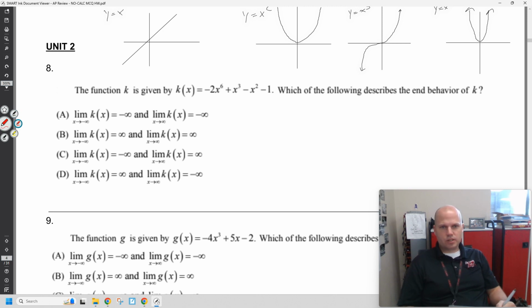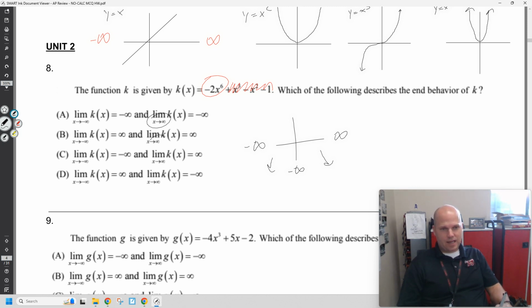Some key things. End behavior, when we look at plugging in infinities, we don't care about all of the terms, because it'll be the fastest growing term that will dominate what's going on at the ends when you plug in infinity. So this is a negative x to the 6, so this is going to have end behavior that's down and down. As I approach negative infinity on my x's, my y's would approach negative infinity. As I approach positive infinity on my x's, my y's will approach negative infinity. Make sure you understand that.